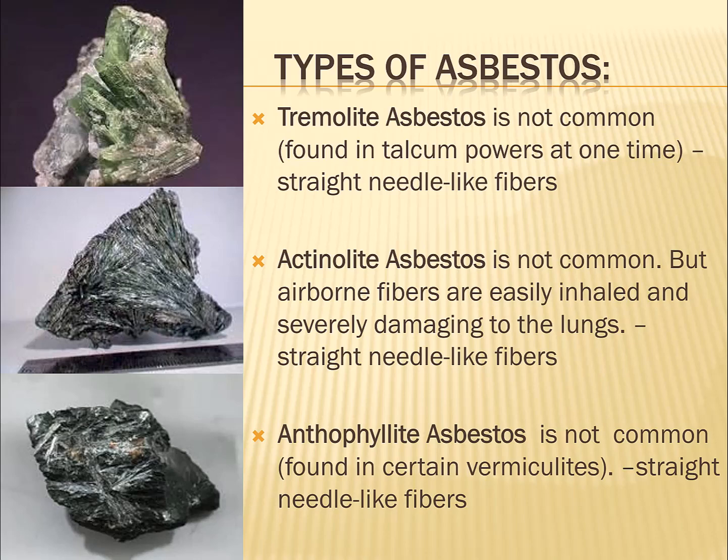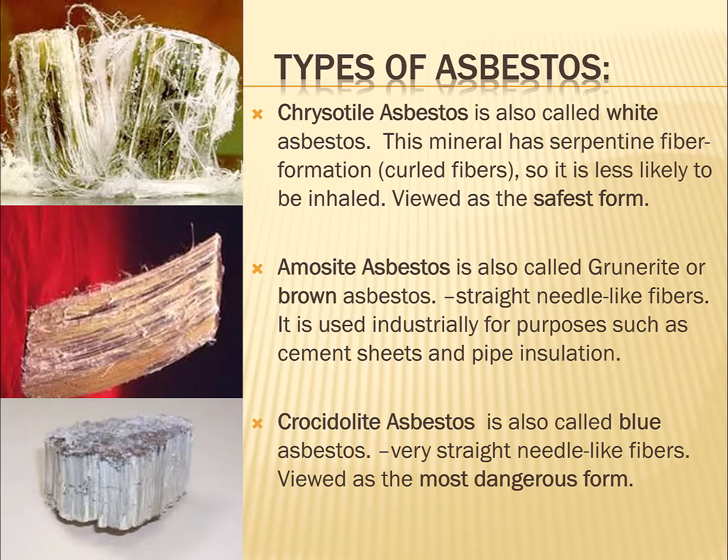Anthophyllite asbestos, again, not so common. But this next page, again, all straight needle-like fibers. Now, the top one is considered maybe the safest form of asbestos out there, the chrysotile, sometimes nicknamed white asbestos. This mineral has kind of a serpentine fiber, so it doesn't have a lot of straight needle-like fibers, so maybe it's in its safest form. Now, they call it white asbestos, but the stuff that I've seen, this bright white, the stuff that I thought might be a white asbestos was actually amosite asbestos, the middle one, which is nicknamed brown asbestos.